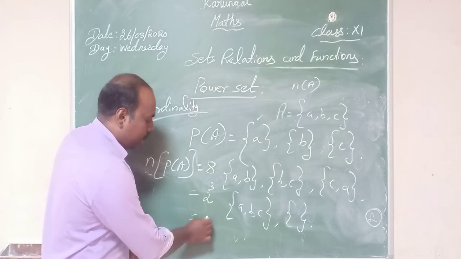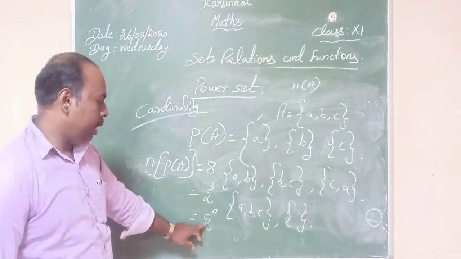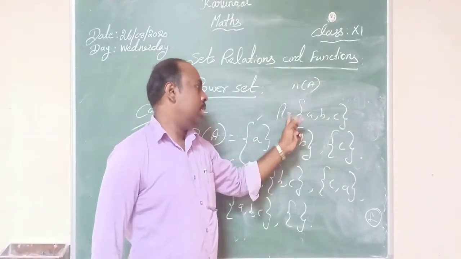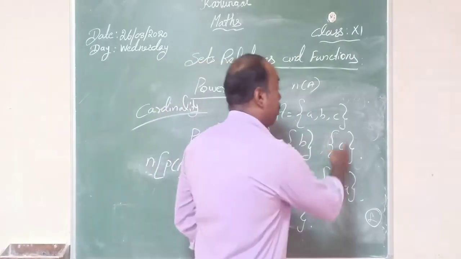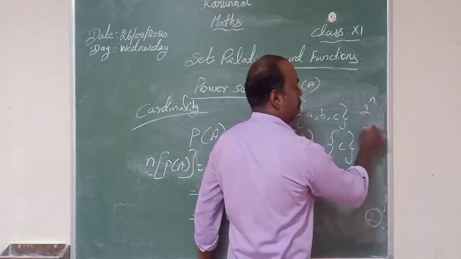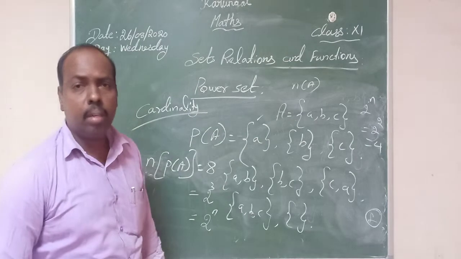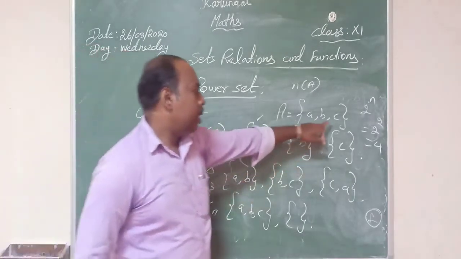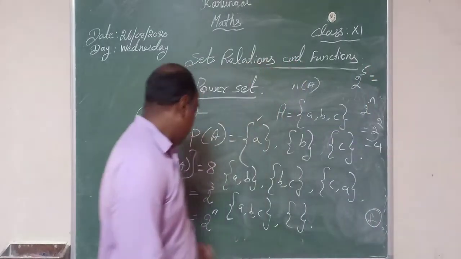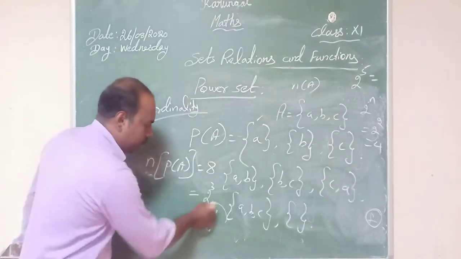So generally 2 power n. So what is the formula for n of P of A? 2 power n. For example, a set containing 2 elements, how many subsets will come? Simply we can say 2 power n. So 2 elements means 2 power 2. So how many subsets will come? 4. Here 5 elements means 2 power 5. Am I right? Like that we get. So the cardinality of P of A equals 2 power n. That is the formula.